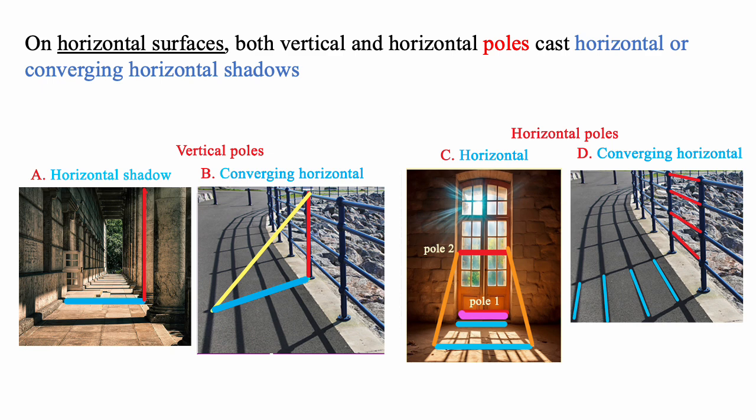On horizontal surfaces, the two types of poles can cast either horizontal or converging horizontal shadows. So the vertical pole here can cast a horizontal shadow, and the horizontal pole here can also cast a horizontal shadow. Now the vertical poles can cast converging horizontal shadows that go to the shadow vanishing point, and horizontal poles like this create converging horizontal shadows that go to the same vanishing point as the poles.